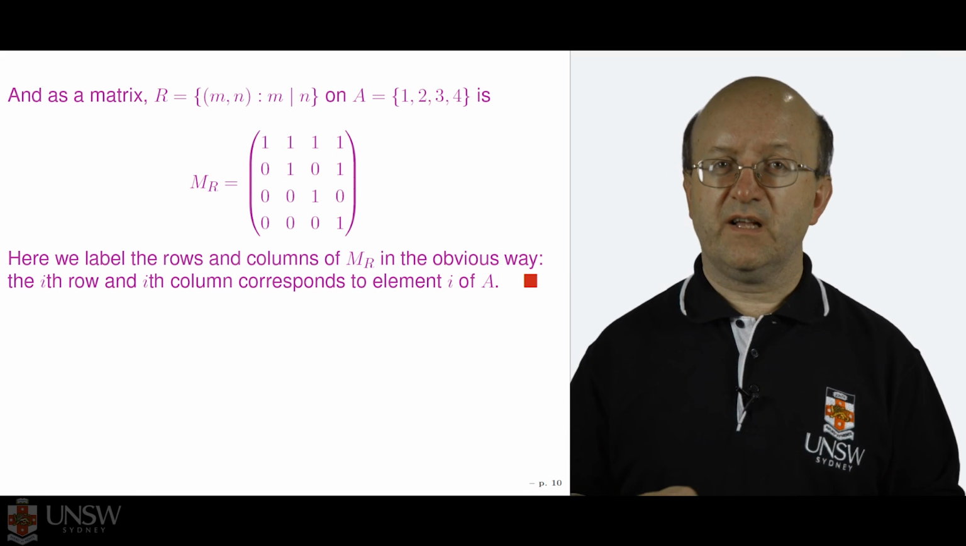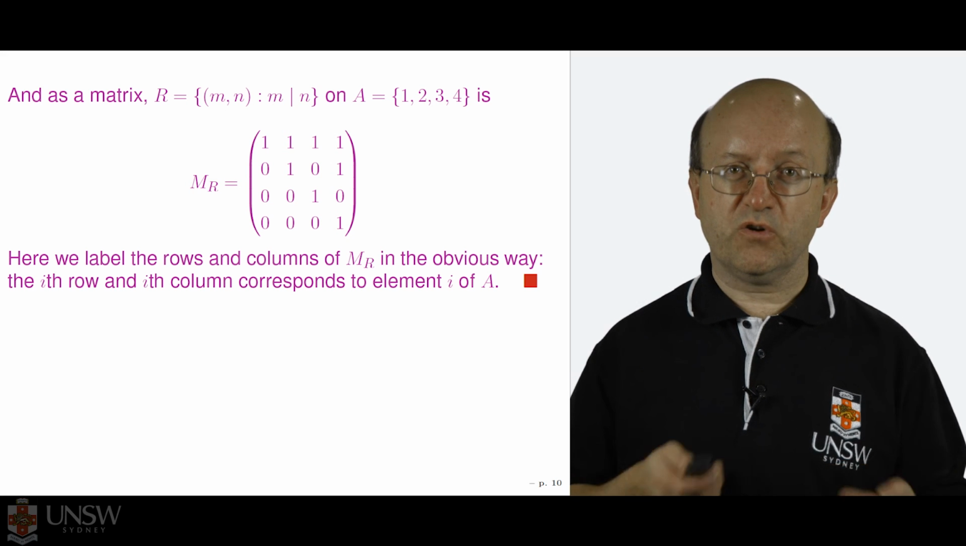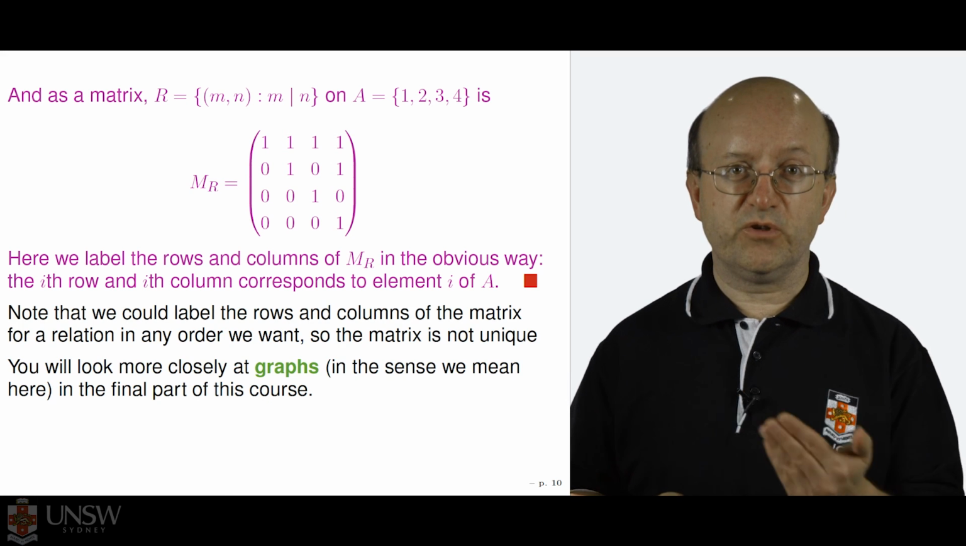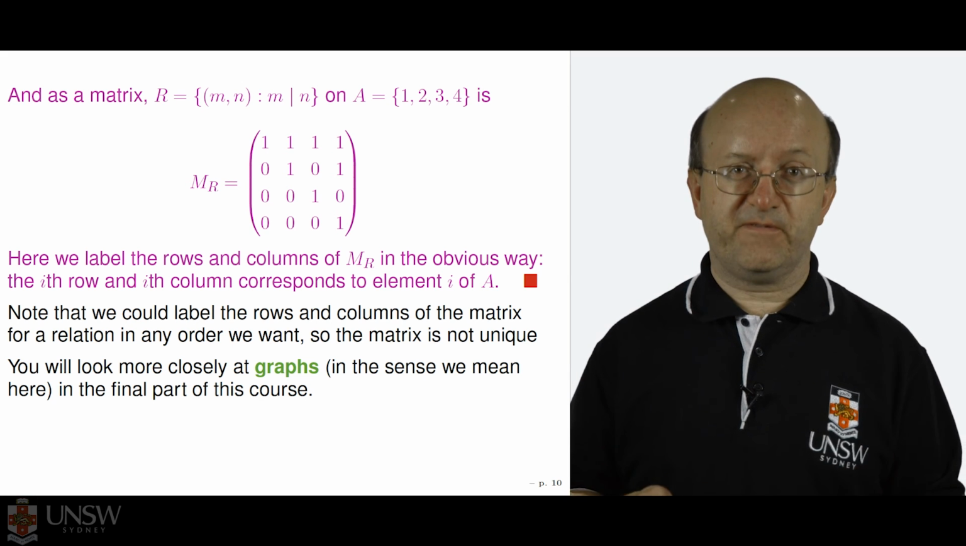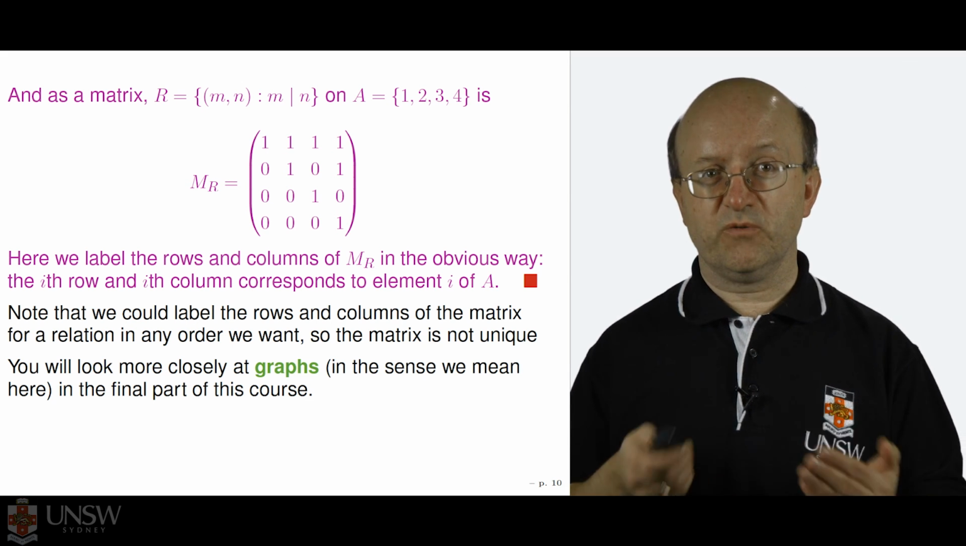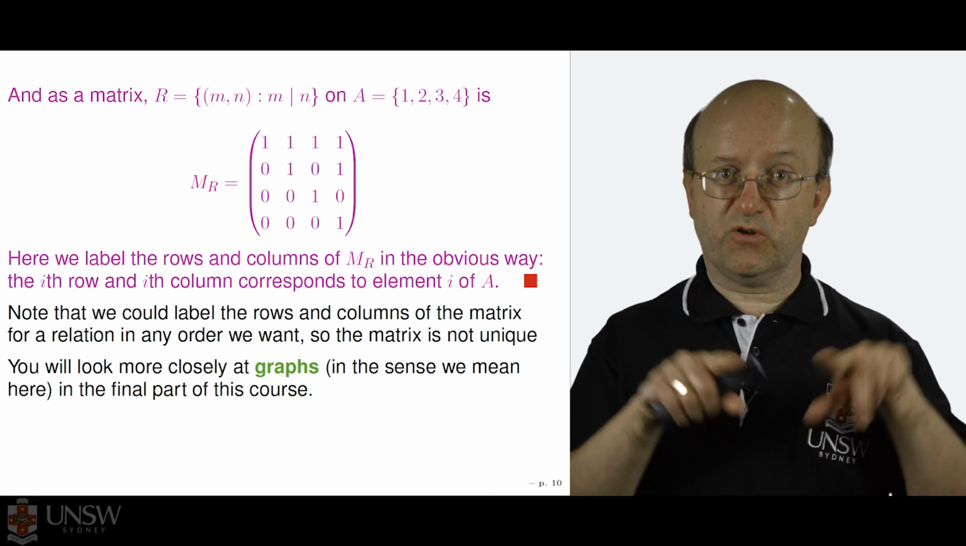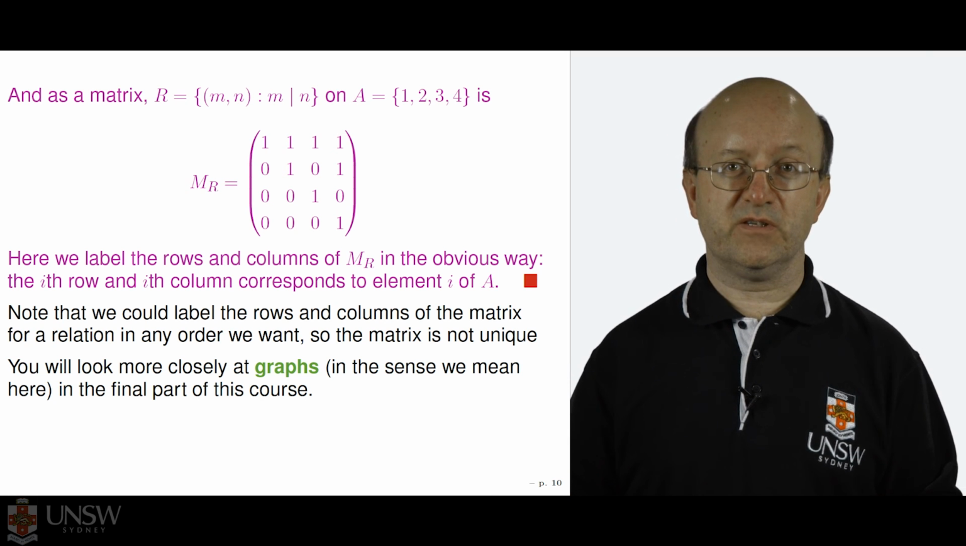Let me just point out that the matrix representation of a relation is not unique. It depends on the order you give the rows and the columns of the matrix. And let me finish this video by saying that you will look more closely at graphs, in the sense of dots joined by lines, in the final part of this course.